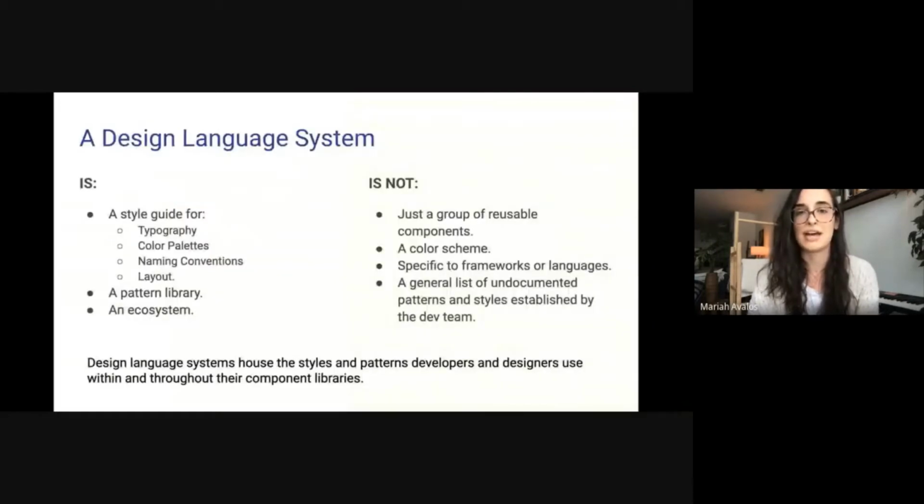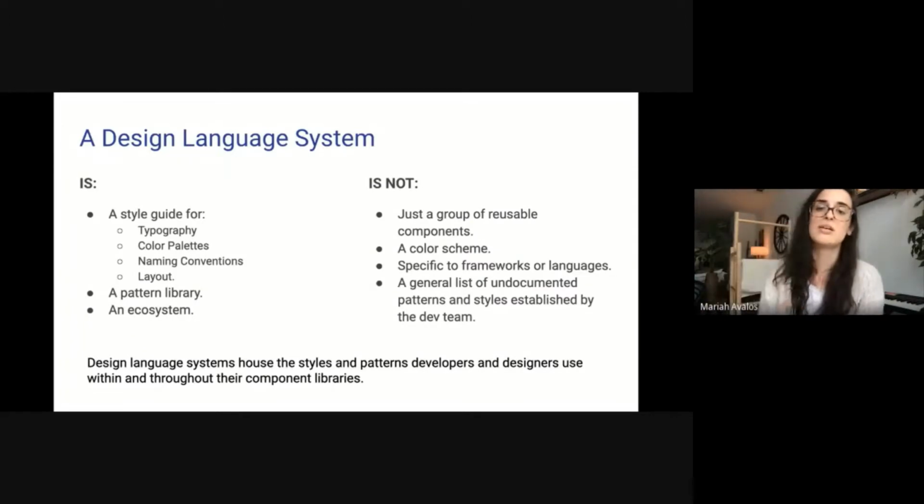So to touch on that a little bit, what is a design language system and what is it not? It's a style guide, it's a pattern library, and it's a living ecosystem that will change and evolve over time. It is not a component library. So if you build a component library, you have not built a DLS. It's not a color scheme. It's not specific to any framework or language. You will not build these specifications around Angular. You won't build them around React. You will not build them around JavaScript. They are very conceptual by design. They are very descriptive, and nothing more than that.